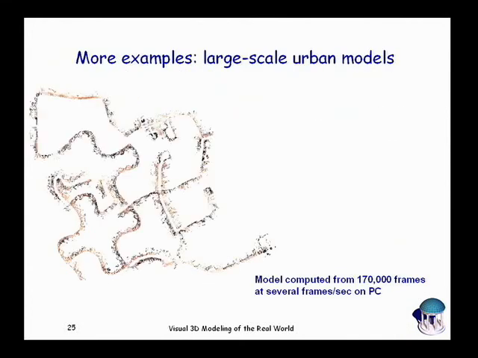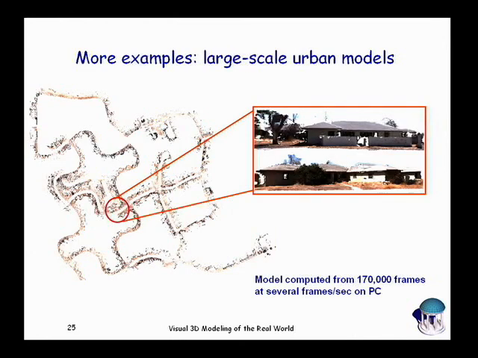OK, so here's another example. This is a model that we computed from 170,000 frames. That's 4 cameras for about 20 minutes, driving around all around this region here. And basically, it's only half the model that you see there. It's only one side of the street. We have both sides. We don't yet have a good way to render this, and so it was kind of painful to make just this image here. But I can show you one example of a small part.